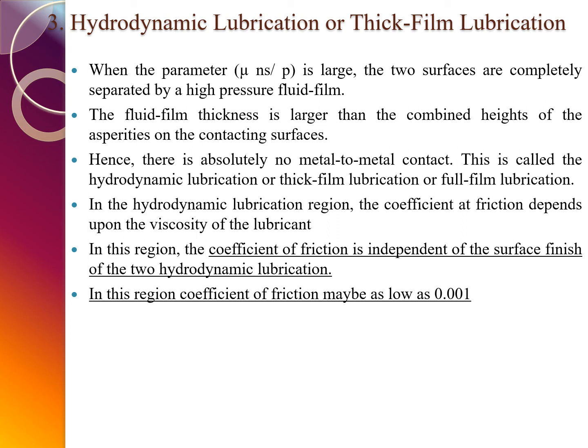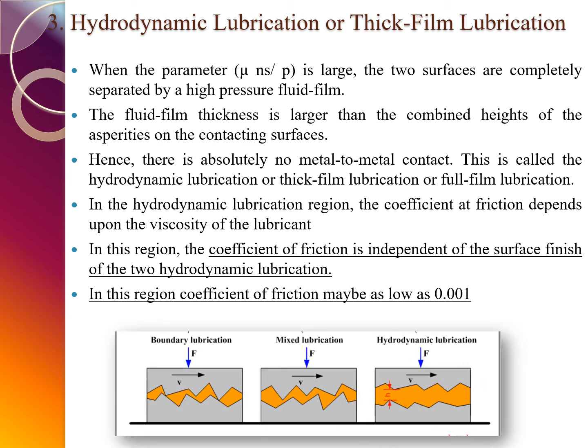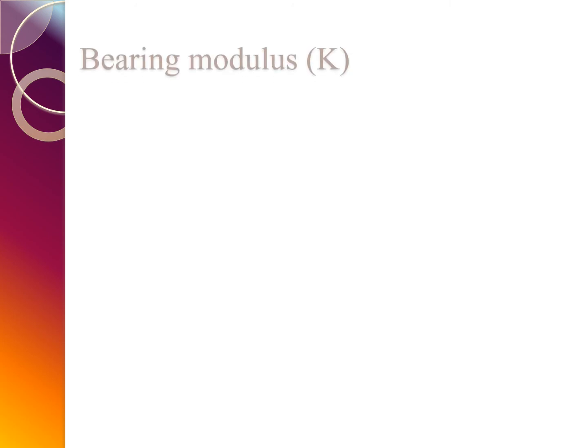In the hydrodynamic lubrication region, the coefficient of friction depends upon the viscosity of the lubricant. In this region, the coefficient of friction is independent of the surface finish of the two surfaces. The coefficient of friction may be as low as 0.001. It is low as compared to both thin film and mixed film lubrication. In the third diagram, third structure, we can see that a small h, high pressure fluid film, is generated as compared to the asperities of the contacting surfaces.